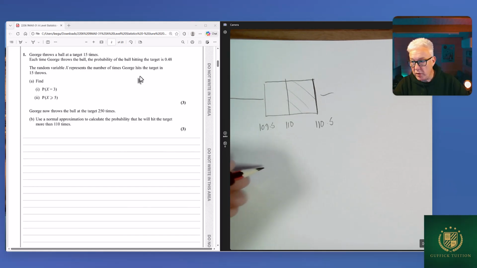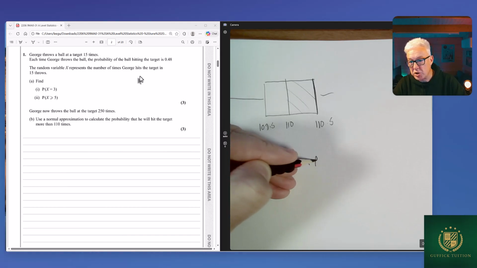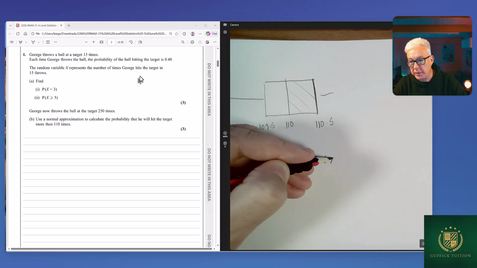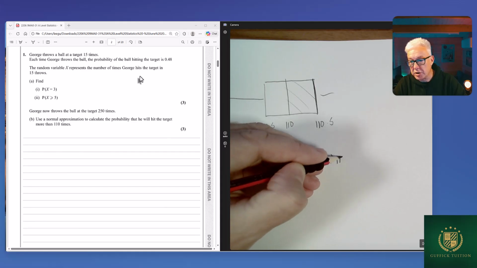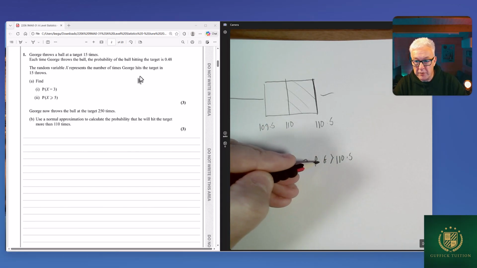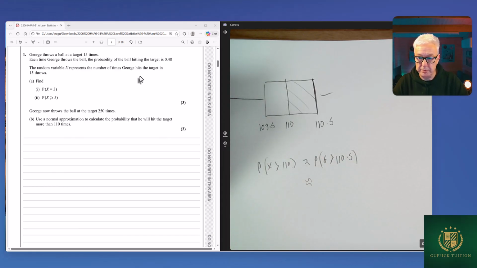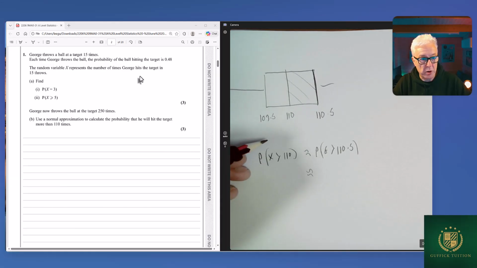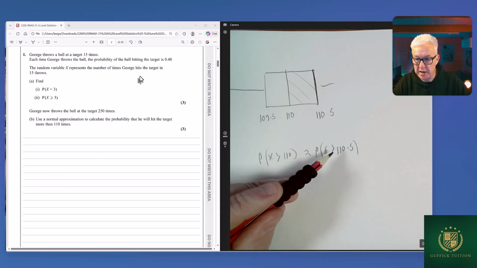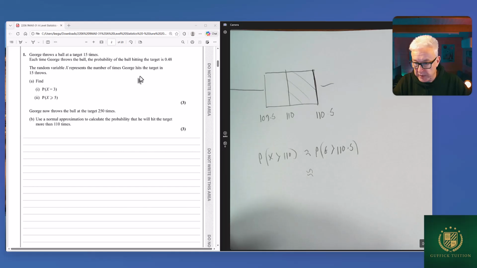So if we are in the binomial and we want the probability that x is greater than 110, then in our normal approximation, which I've called G, we're going to be looking for greater than 110.5. And remember that in the normal distribution, the greater than and greater than or equal to symbols don't have any significance. So if we want greater than 110, then we need greater than 110.5 in the normal distribution.